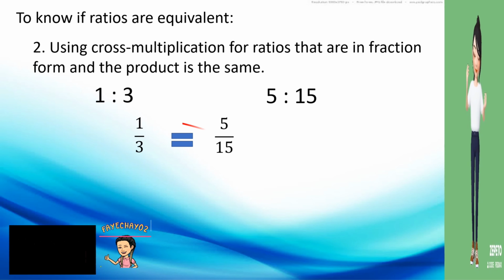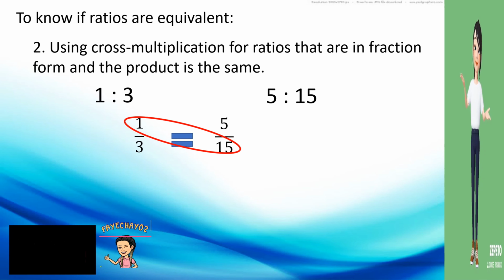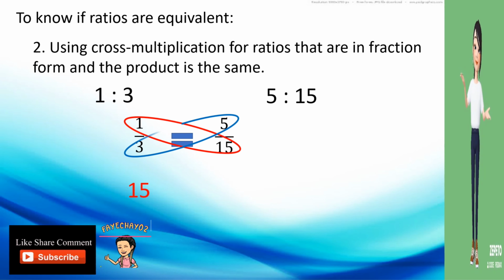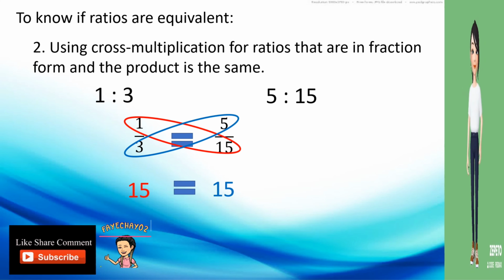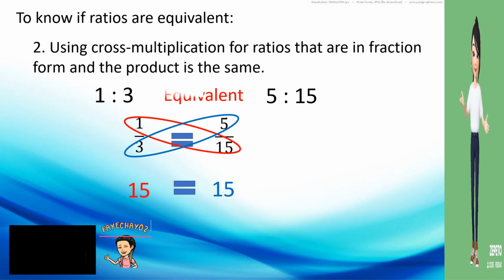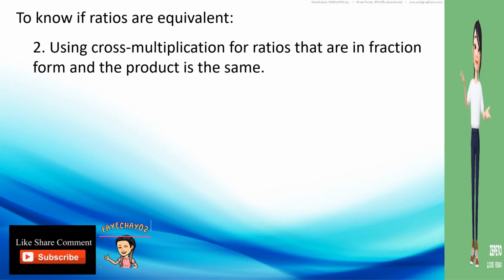So we will multiply 1 times 15. 1 times 15 is 15. And then 5 times 3. So 5 times 3 is 15. So 15 is equal to 15. So therefore 1:3 is an equivalent ratio of 5:15.